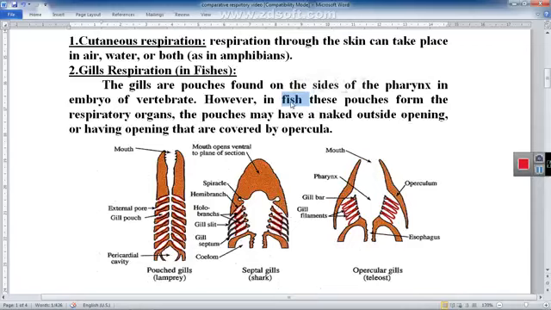Pouches are also seen in other vertebrates, the gill pouches, but they will not form a respiratory organ in other vertebrates. Only the fish form a respiratory organ from the gill pouches that occur during embryogenesis. Some of the gill pouches will have slits with an outer opening that is not covered. The others may show slits or pouches that are covered by an operculum.